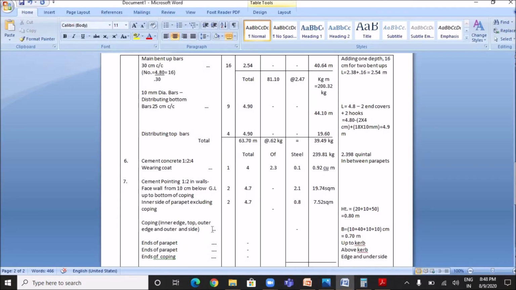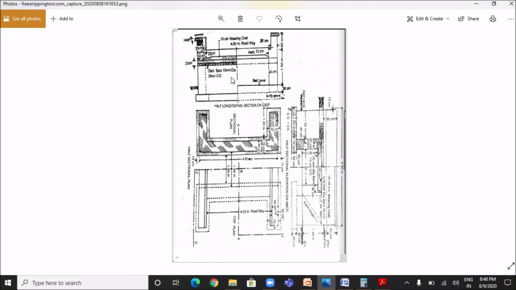So let's fill the table. Number is 2. Length is 4.9 meter. Breadth is 0.7 meter and the quantity is 6.86 square meter. Now the pointing work is to be done at the ends of parapet.